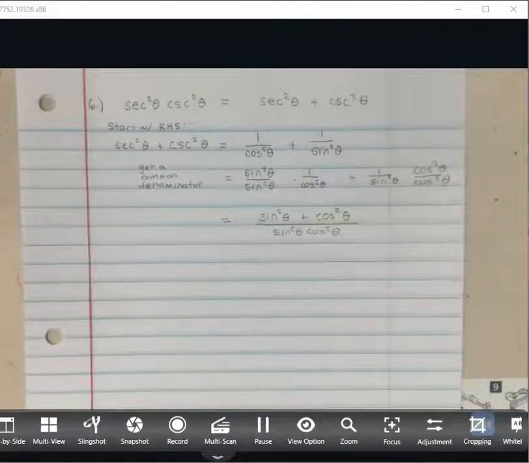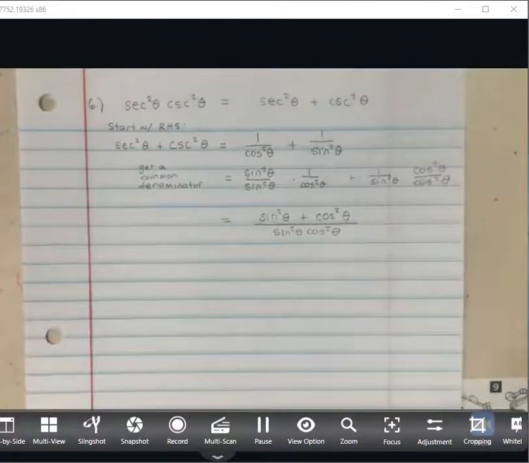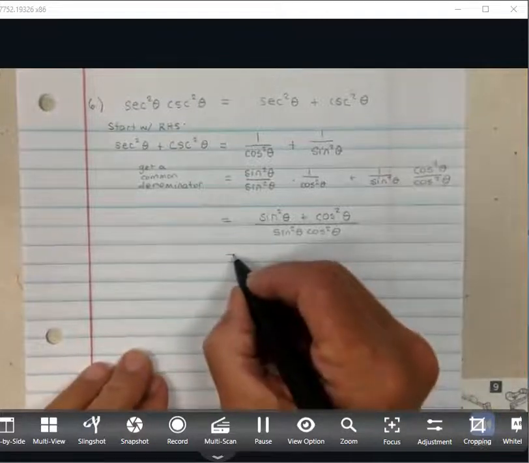Okay, so you're probably thinking, right? We started here, and we're going to make it look like this. So we're almost there. What do you see in my numerator? That's 1. Sine squared plus cosine squared is 1. So now I've gotten rid of a sum.